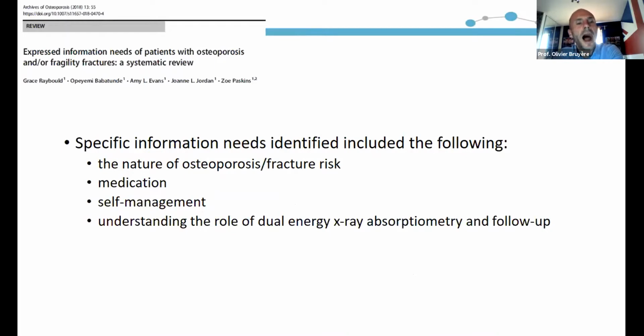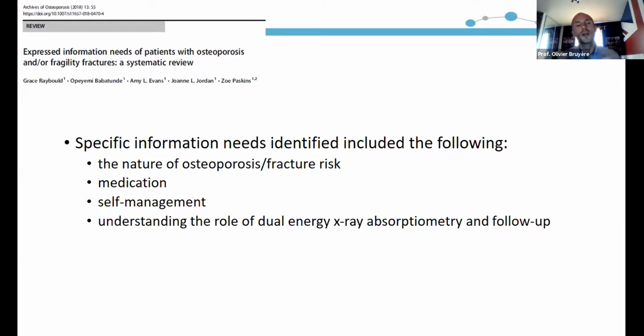Interestingly, if we ask patients after a fracture or with osteoporosis what they would like to be informed, so what should be the content of an education program? Of course, it's the nature of osteoporosis, the importance of the fracture risk and the risk factors of future fracture. Of course, it's related to the importance of the medication and also the self-management of osteoporosis. However, it's very important also, apparently, because it was information from the patients, they would like to be informed on the role of dual X-ray absorptiometry and the role of these tools in the follow-up of the patient.